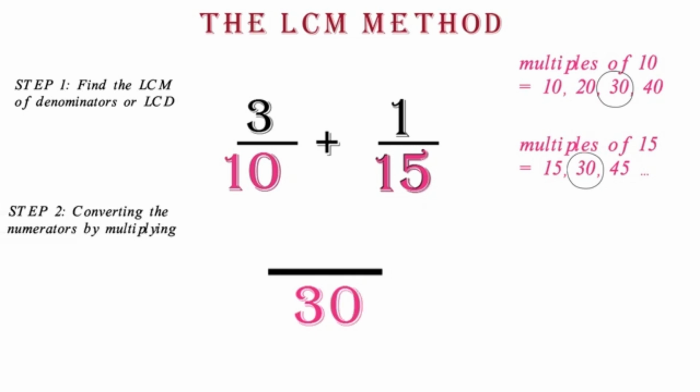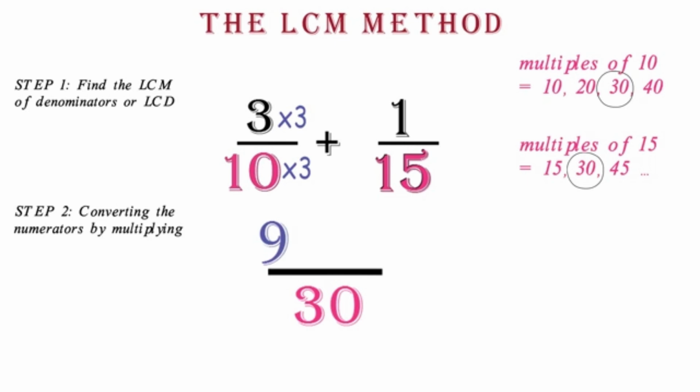Step 2. Converting the numerators by multiplying. Our next step is to find what number multiplied by the first denominator gives the LCD. We know that the number is 3. 3 multiplies 10 to give 30. We multiply the numerator by the 3. So we did 3 times 3. This equals 9.